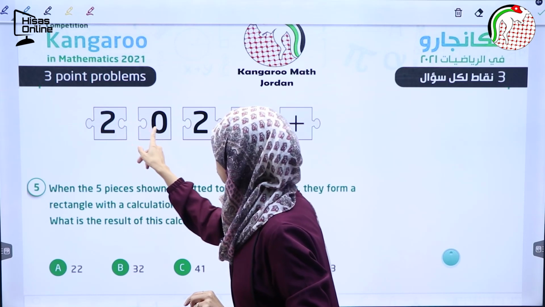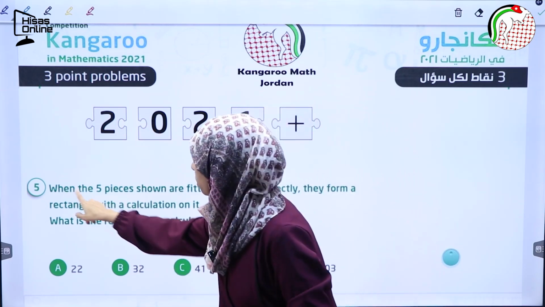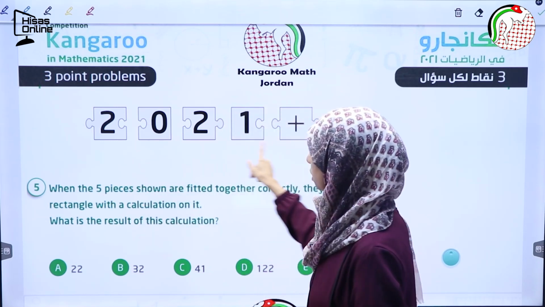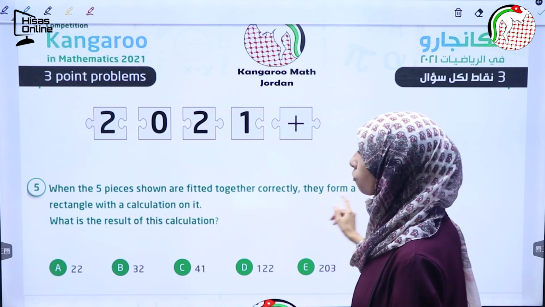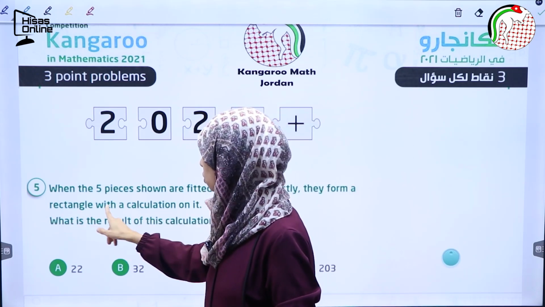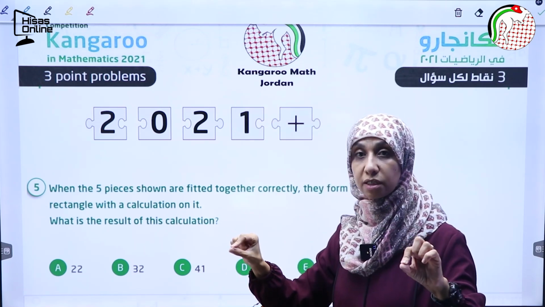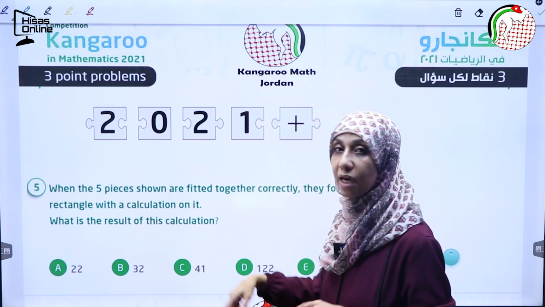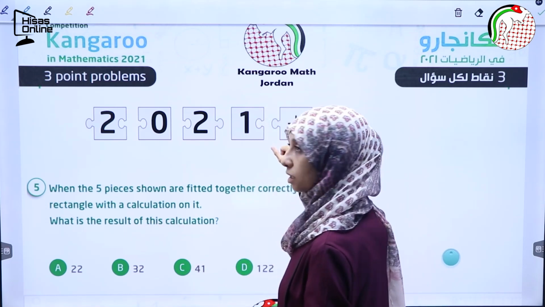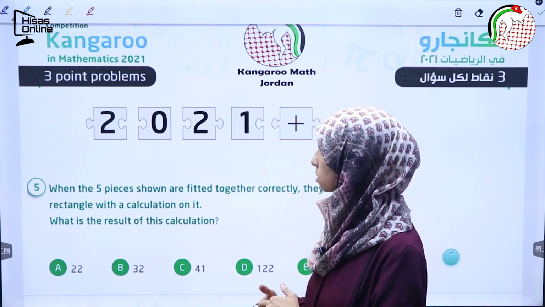We have 2021 plus. When the 5 pieces shown here are fitted together correctly, they form a rectangle with a calculation on it. So there is a rectangle as a result. What is the result of this calculation? I can guess that it's addition, but we need to know what is the answer of this addition sentence.